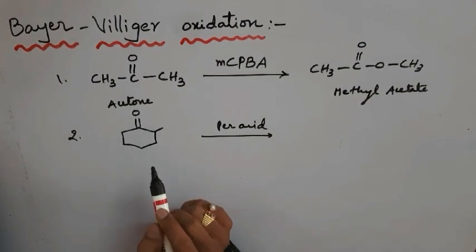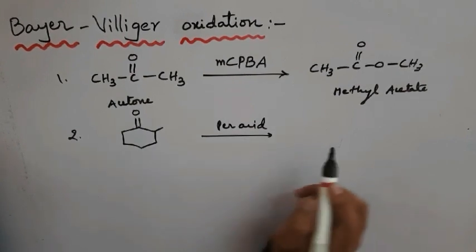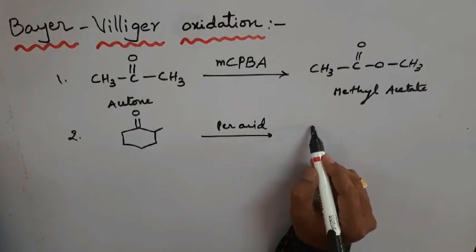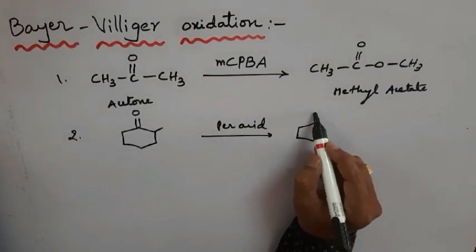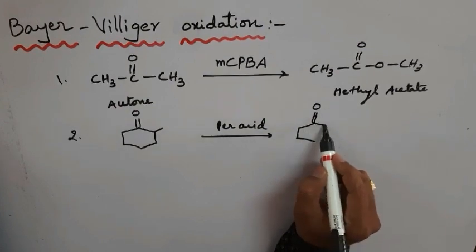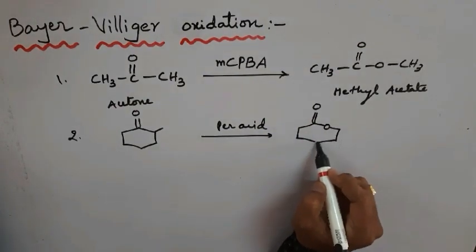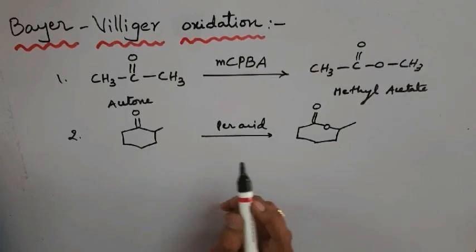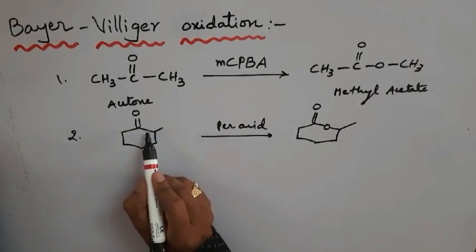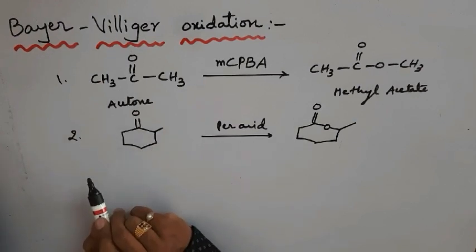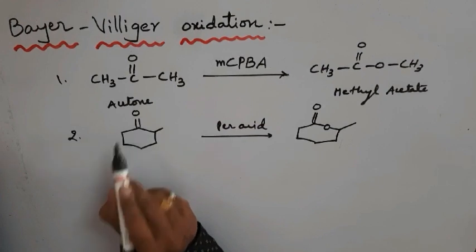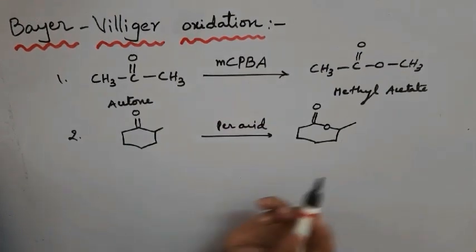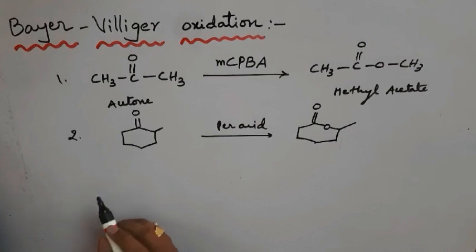Here we need to apply the migratory aptitude of the groups. Whenever such a scenario arises, this is the major product formed, which we are going to explain in our mechanism. This is the major product. Therefore, oxygen gets inserted onto the more substituted alkyl group compared to the less substituted alkyl group. This is the second example that I would like to give.